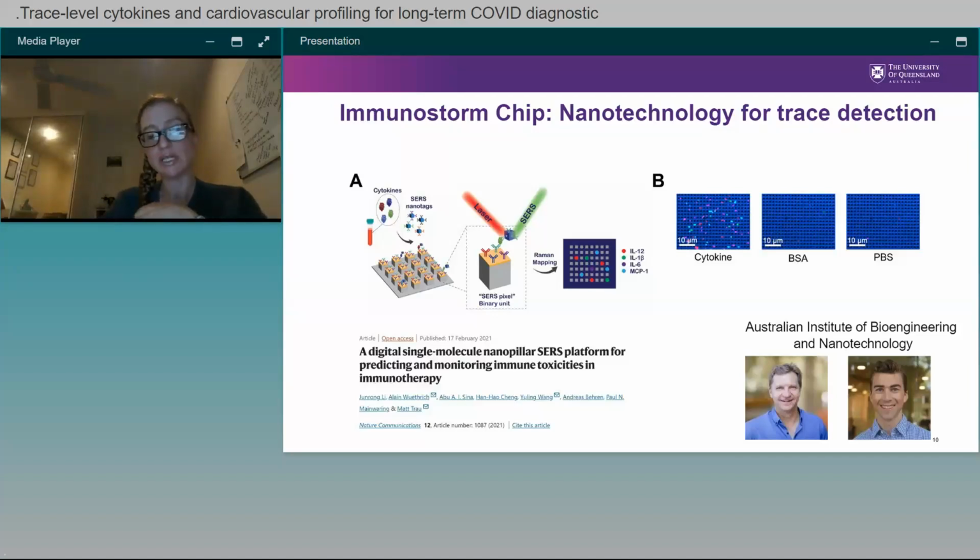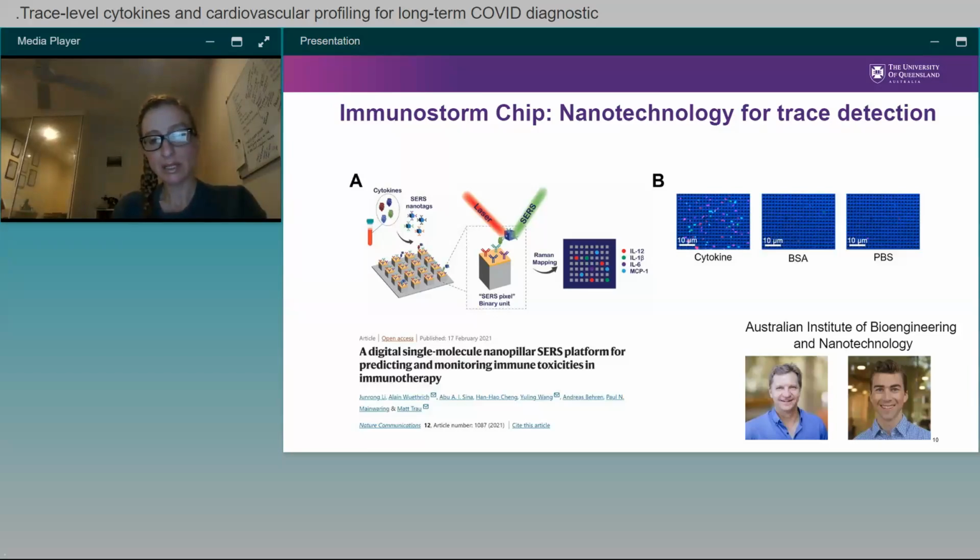And you can see really nicely here, it's all measured with Raman microscopy. As you can see, if you put cytokines on the chip, they come up as different colors and you can measure that. Whereas if you put other things on the chip, you don't really get a signal. This chip was initially developed to understand immune toxicity in immunotherapy, but we thought that this was something that we could repurpose for long COVID.